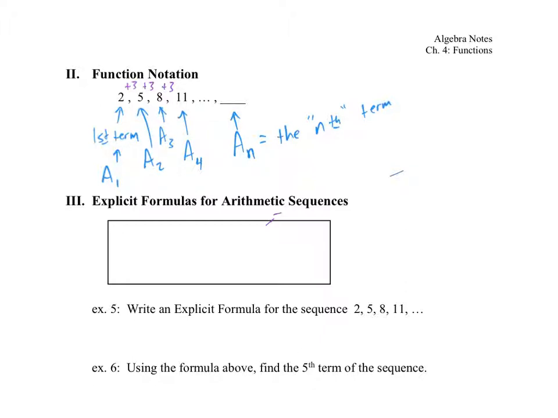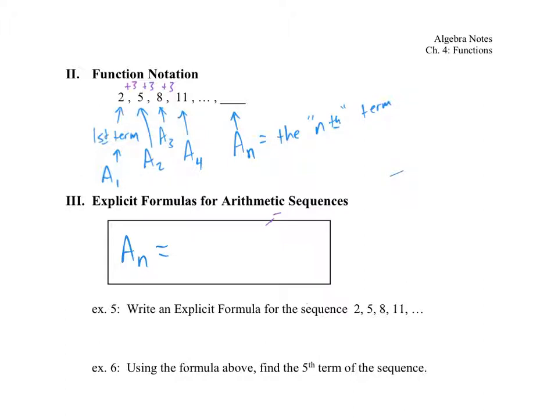Not n, because otherwise, if this was the fourth term, I'd have to add 3 four times. But to find the fourth number, I'm adding 3 three times. To find the third number, I'm adding 3 twice. So here's what we're going to do for our formula. It's a sub n, the nth term, whatever number we're talking about in the list, is going to equal the first term.